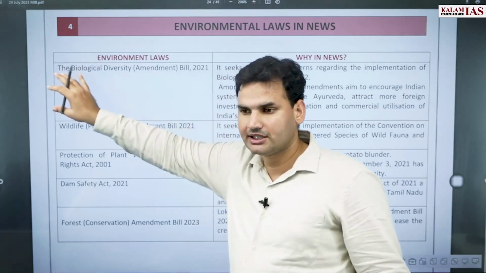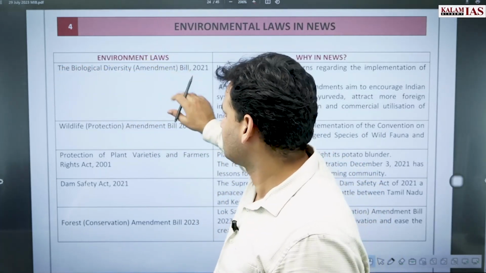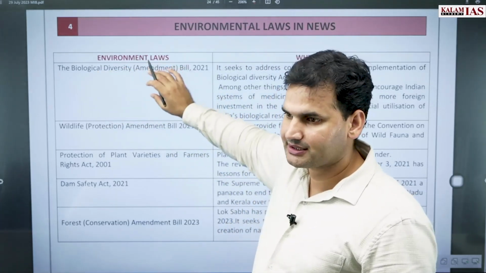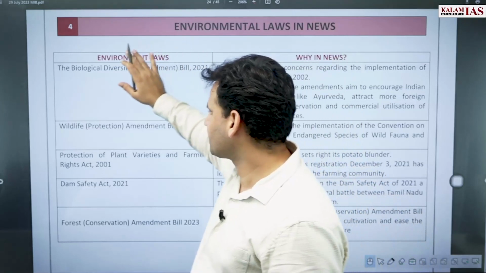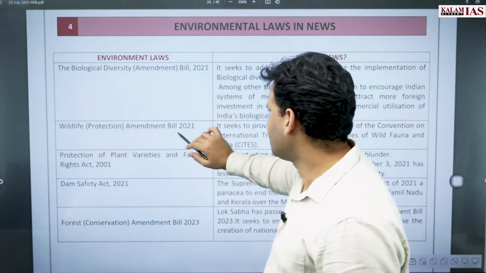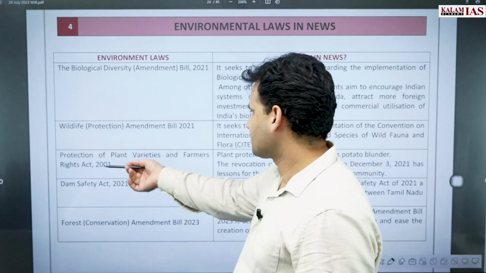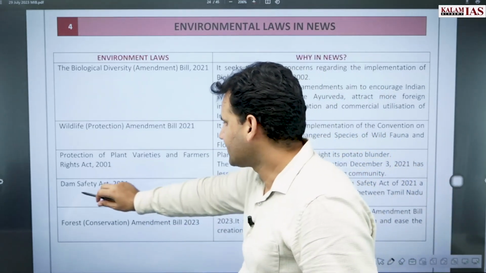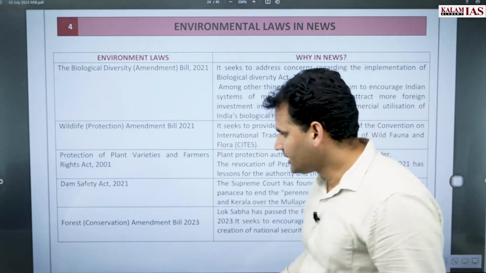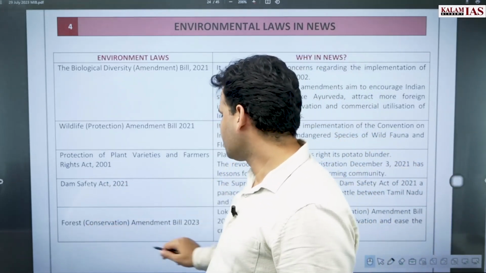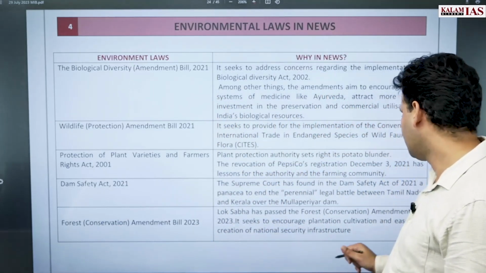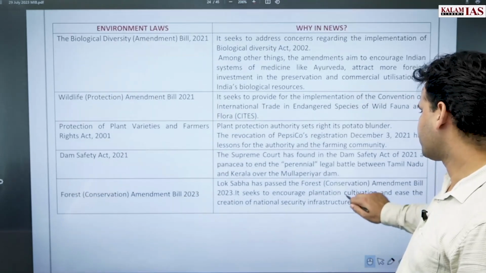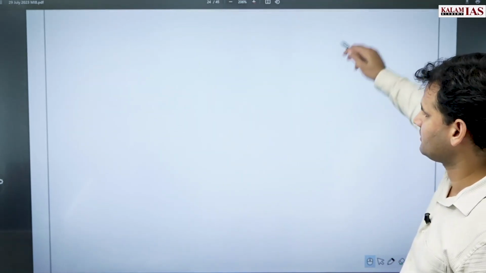There is a very high probability that this biological diversity bill can directly come. What are the issues that it seeks to address and what are the controversies surrounding this particular bill? Also the Wildlife Amendment Bill, we have already talked about this. Then we have the Protection of Plant Varieties and Farmers Act 2001, the Dam Safety Act 2021, and finally and the most recent is the Forest Conservation Amendment Bill 2023. It seeks to encourage plantation, cultivation and ease of creation of national security infrastructure.